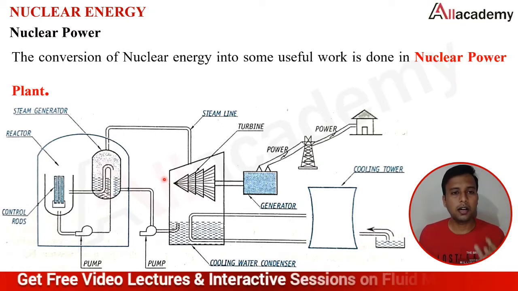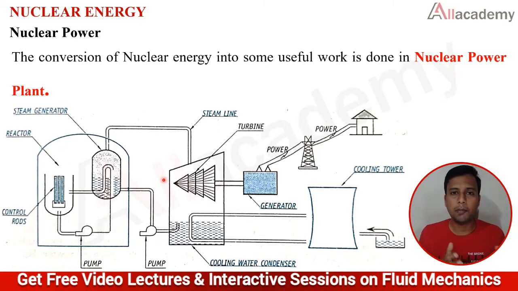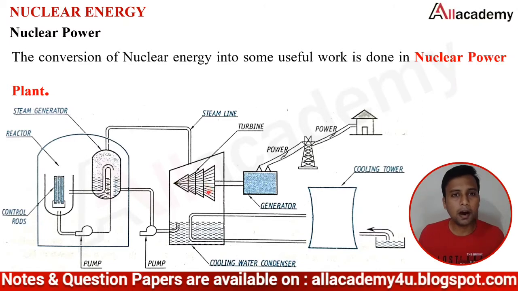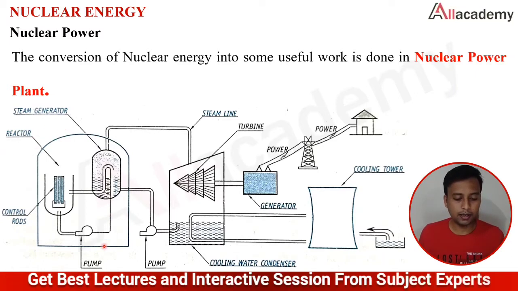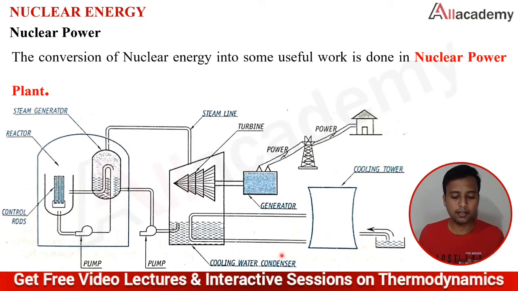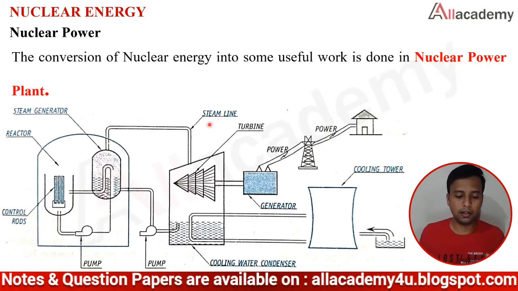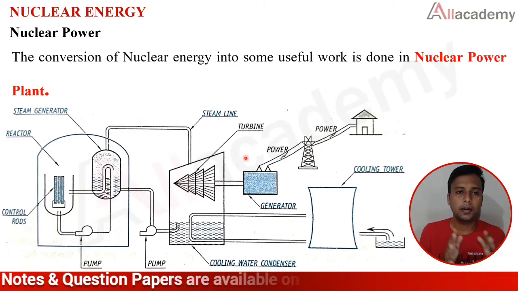In construction, you can write that the above figure shows a schematic representation of a nuclear power plant, and it consists of, write down the different parts of this plant. We have control rods, then reactor, steam generator, pump, then steam line, turbines, powerhouse, generator, cooling water condenser, then cooling tower, then the power transmission systems or units. So these are the parts of a general nuclear power plant.